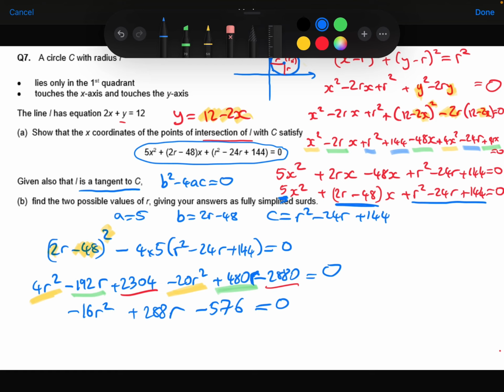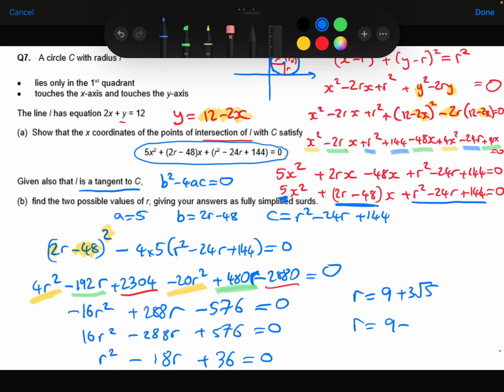Now we can solve this quadratic equation. Let's get rid of the negative first of all by dividing each term by minus 1. And then I think each of those terms can be divided by 16. 288 divided by 16 is 18. The 576 divided by 16 is 36. And now we can solve that quadratic equation. So, using the quadratic formula, or you could do completing the square, our two answers are either 9 plus 3 root 5 or 9 minus 3 root 5.